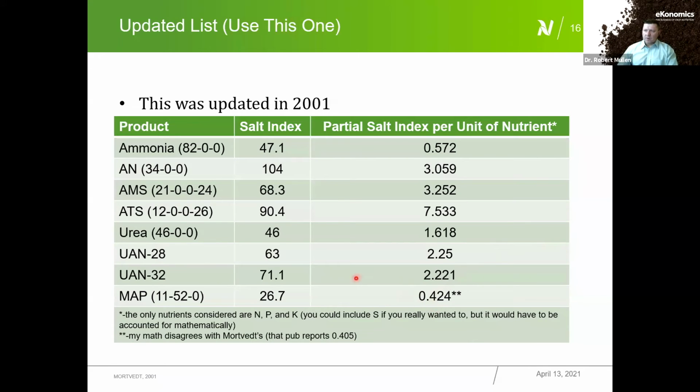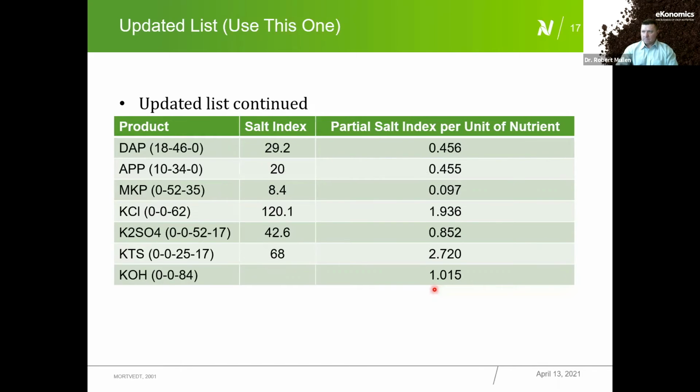Here's where I do disagree with Mortvet's math. He reports a 0.405. By my math, it should be about 0.24. It's not a huge impact, but I'm anal enough in the math that I do. Is it just rounding error? I'm not sure. Or is it just a transposing error when they published it initially? I'm not sure. I'm confident that my math is right. So use whichever one you think is the most appropriate. It's not going to make that big of a difference at the end of the day when you're comparing fertilizer materials or you're calculating a blend.